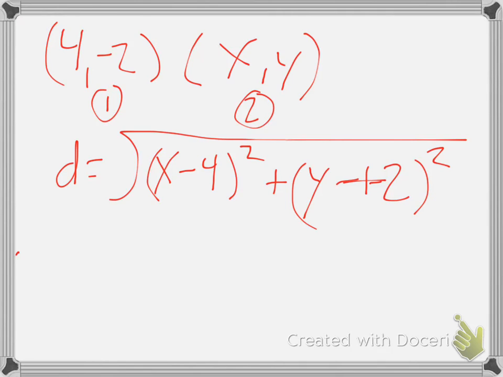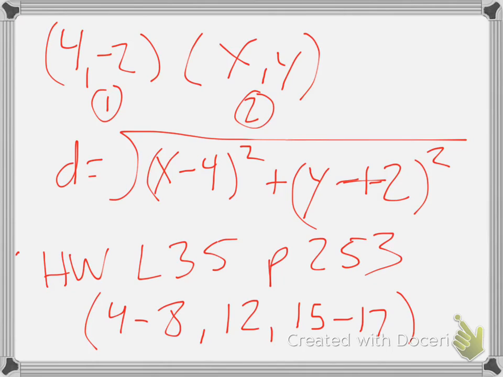But what about the square root that's on it already? Can you cancel because of... Your homework is lesson 35, page 253, 4 through 8, 12, 15 through 17.